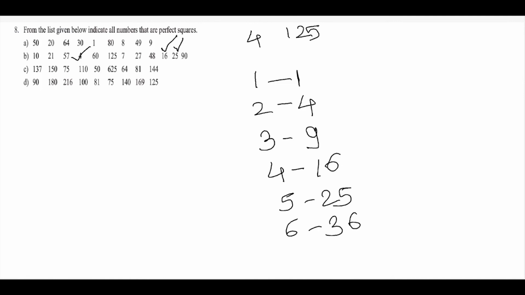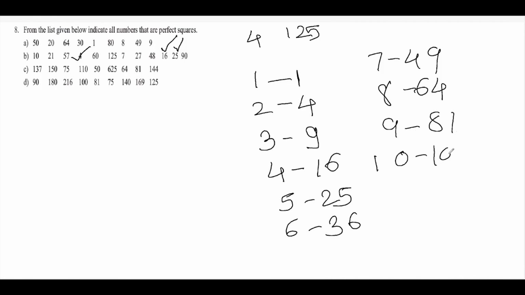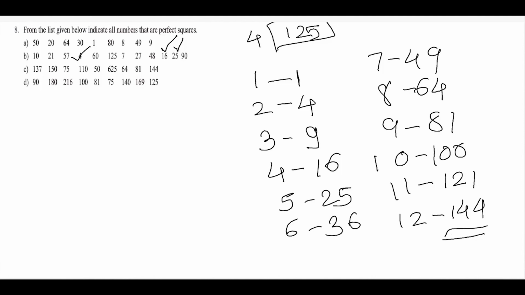Moving ahead, we get the next numbers. Up to 81 we didn't find anything, nor up to 100. Then 11 square is 121 and 12 square is 144. So if you check, we have reached the maximum number. The maximum number was 125 and we have checked up to 144. So whatever we tick marked here are perfect squares and the rest are not perfect squares.